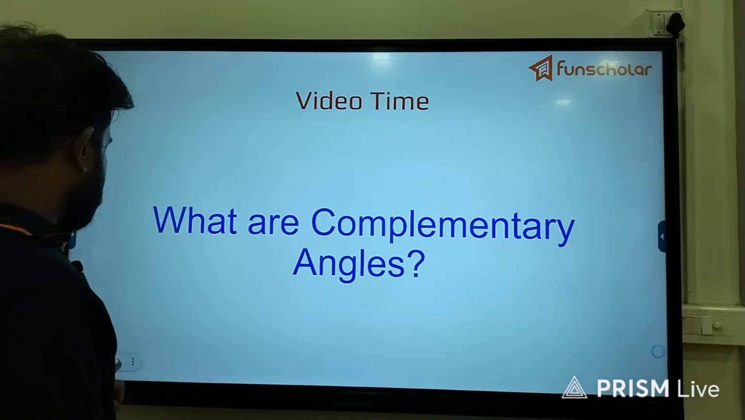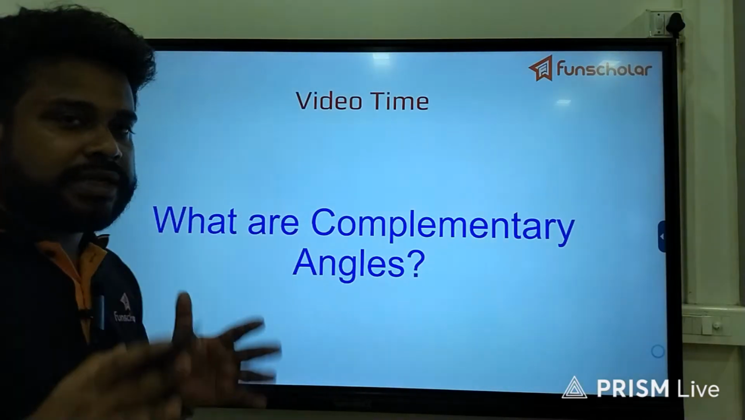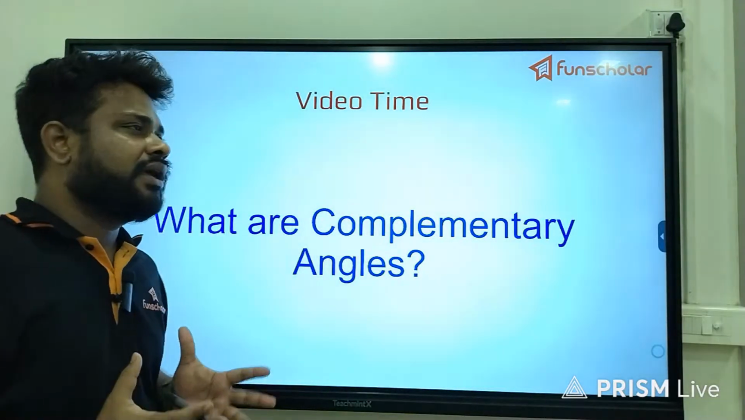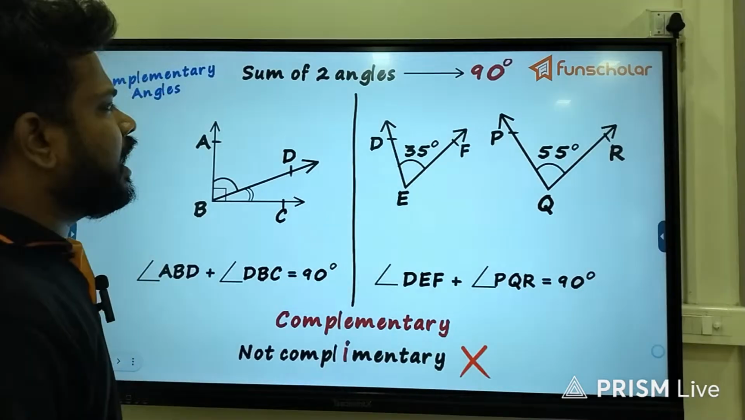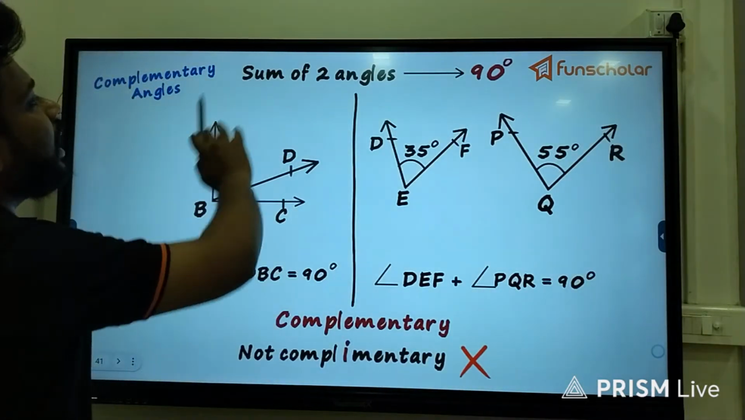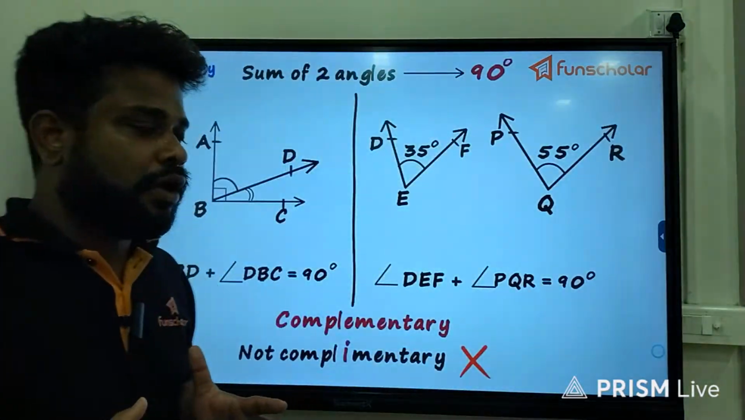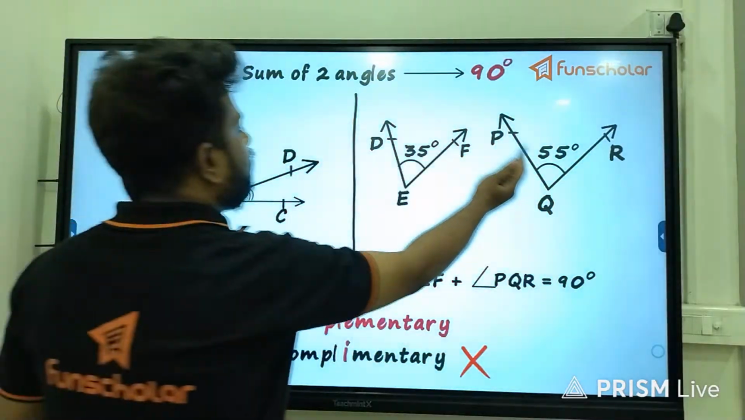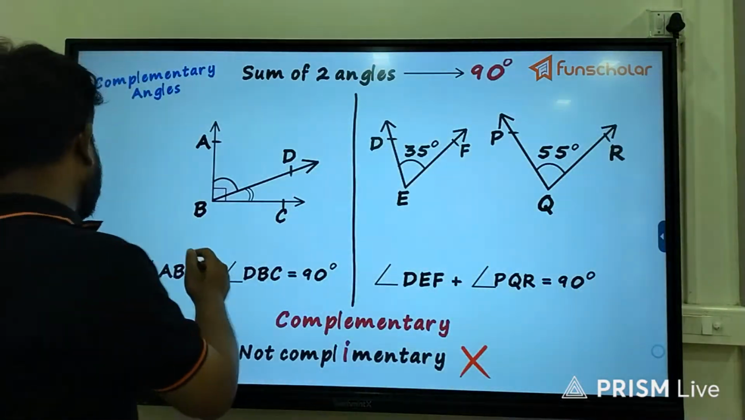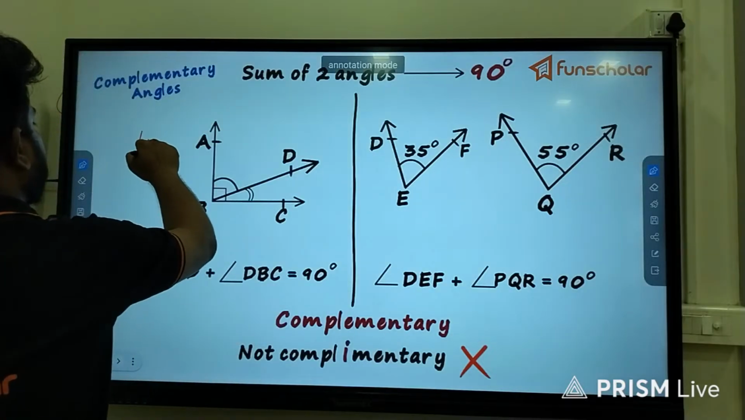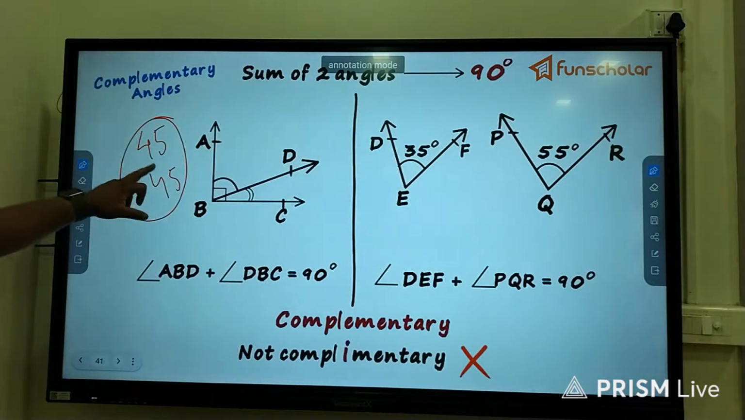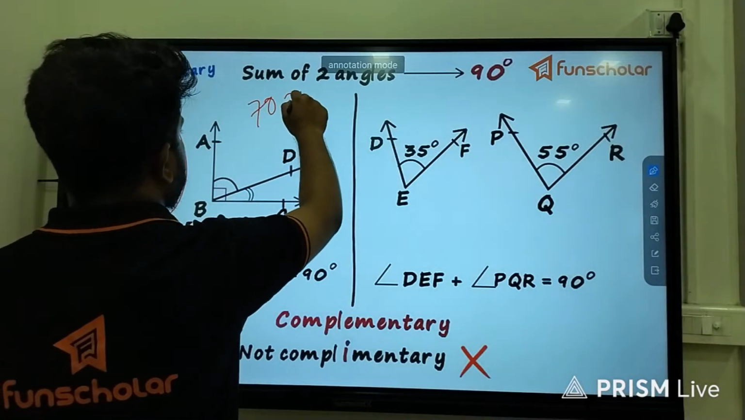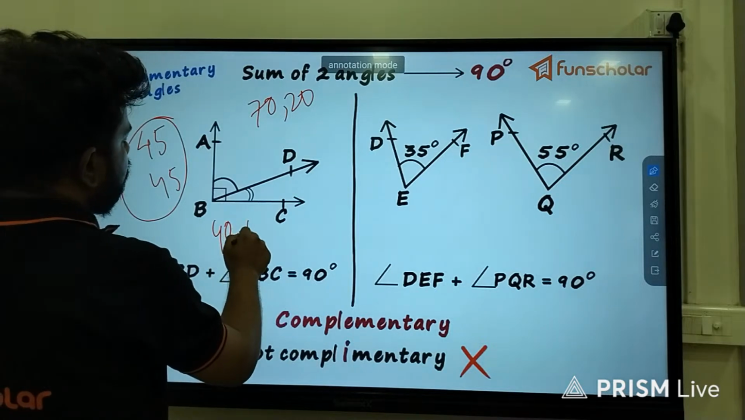Now we will be learning about complementary angles. It also has a video, but I will not be playing it because it's a very easy and common concept, so I will not waste time here. The sum of two angles which makes 90 degrees are called complementary angles of each other. Like 55 and 35 make 90 degrees. If I take the pair 45 and 45, the sum is 90, so they are complementary angles of each other. Like 70 and 20, and 50 and 40.